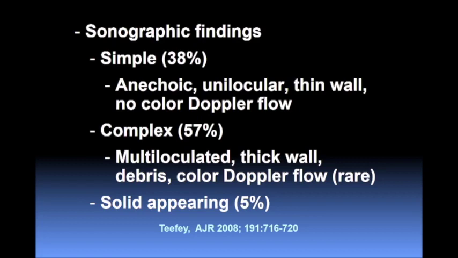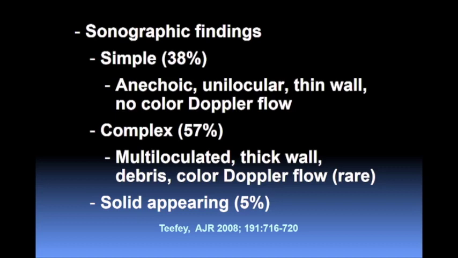We did a study quite a while ago just looking at the characteristics of ganglions and why initially many were thought to be simple. We found out in our study that in fact many more were complex. So when they're simple, and the simple ones tend to occur in certain locations, they're anechoic, they're unilocular, they have an imperceptible thin wall, and you don't see any color Doppler flow. But these can also be multiloculated. They can dissect around the wrist. They can have a thick wall. They can have debris, which is the mucin. And they may have color Doppler flow, but this is really a rare finding.